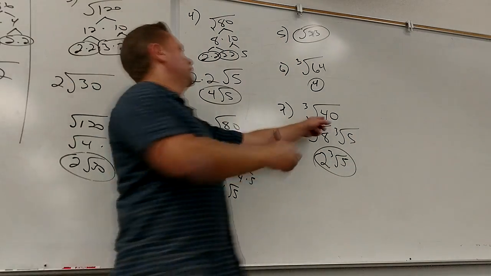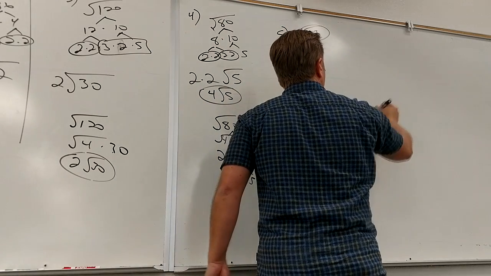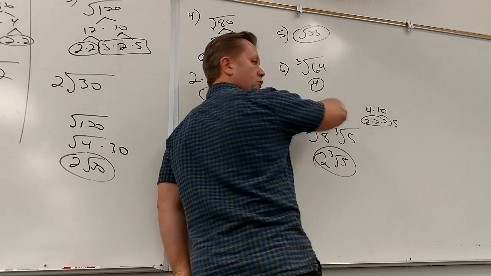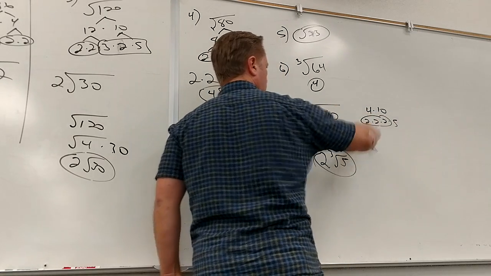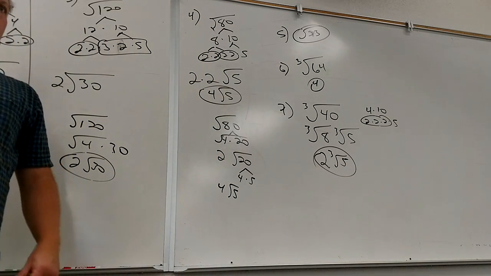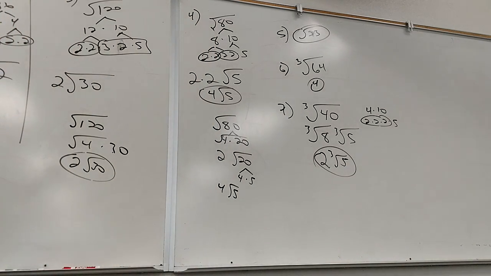Now you could have done 4 times 10, 2 times 2 times 2 times 5. I see 3 2s, because it's a cube root. So out comes a 2, and there's only one poor little 5. Oh. So if it's a cube root, then you look for groups of 3, exactly.